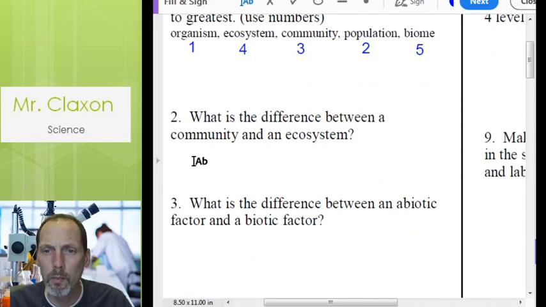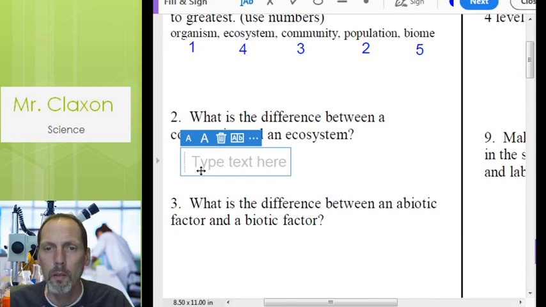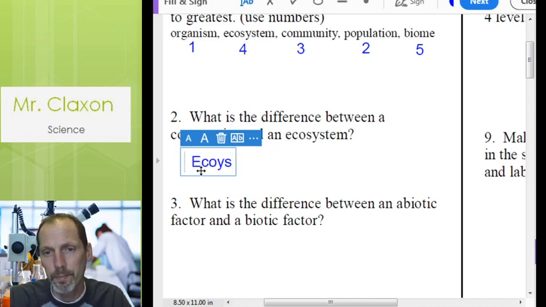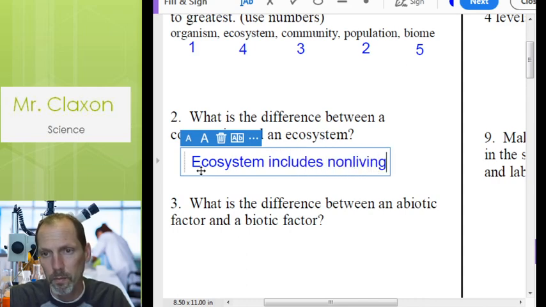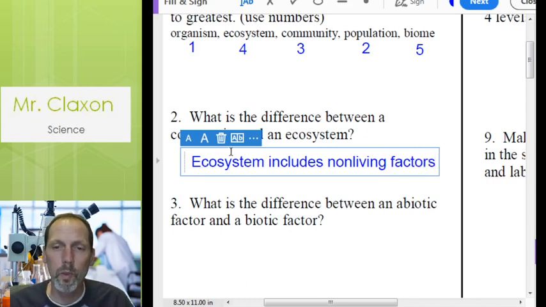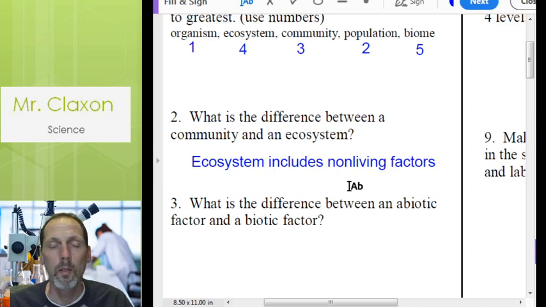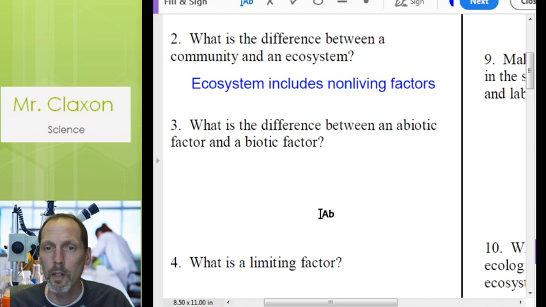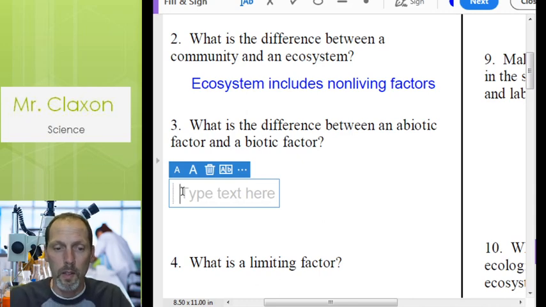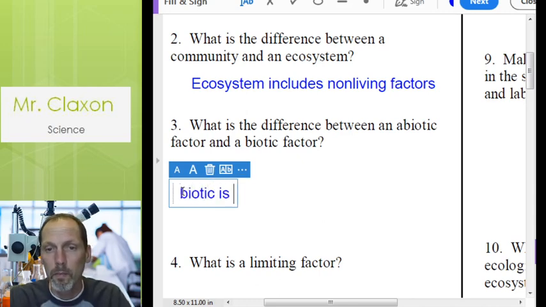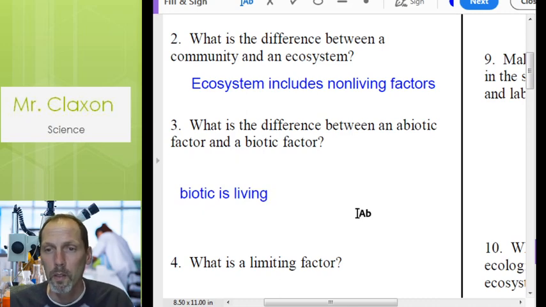Okay, the difference between a community and ecosystem. An ecosystem includes the non-living. So that's really the main difference. When we talk about community, we're just referring to living things, but ecosystem includes non-living. All right. Next, we have the difference between abiotic and biotic. All right, biotic is living. So you probably knew that was a pretty simple one.